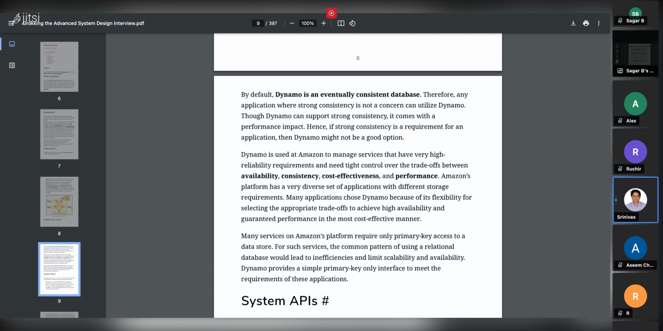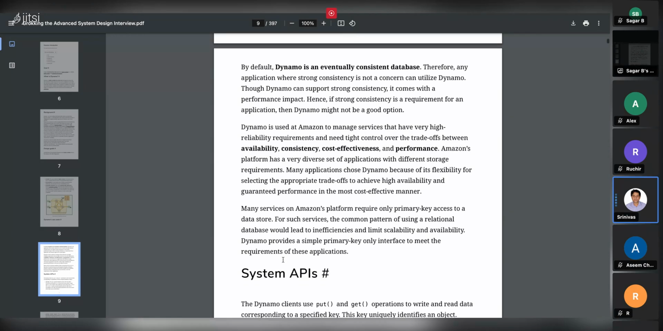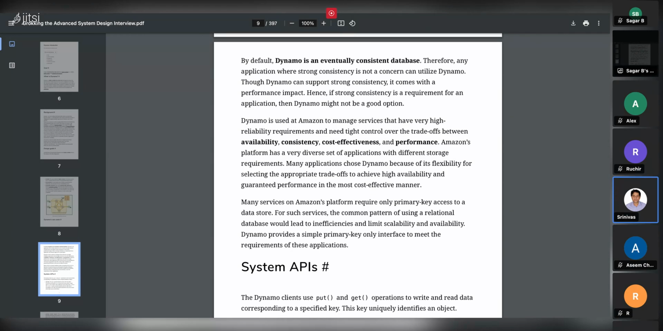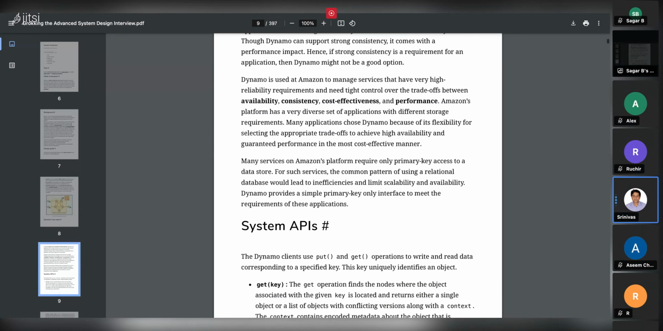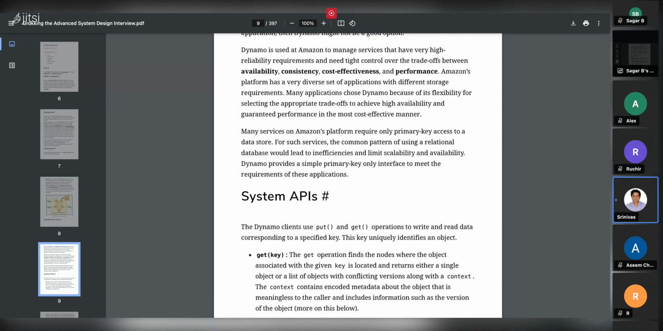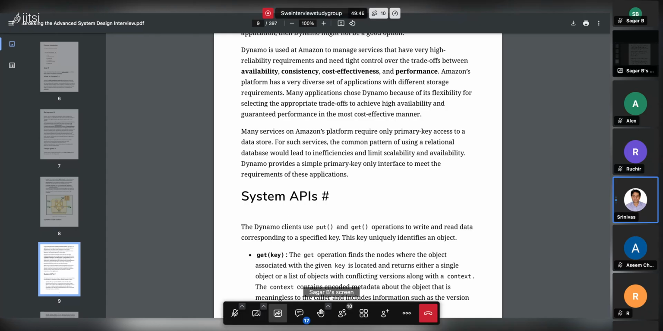Many services on Amazon's platform require only primary key access to a data store. For such services, a common pattern of using a relational database would lead to inefficiencies and limited scalability and availability. Dynamo provides a simple primary key only interface to meet the requirements of these applications.